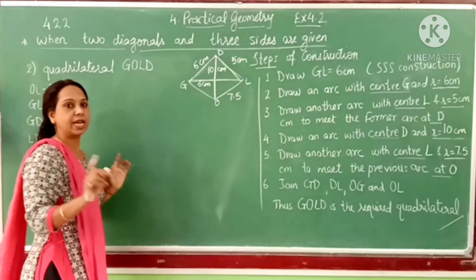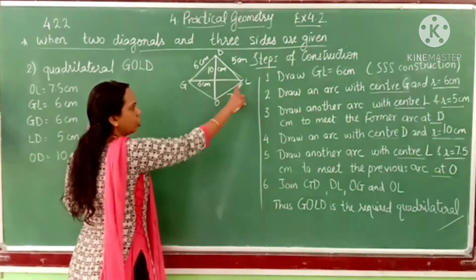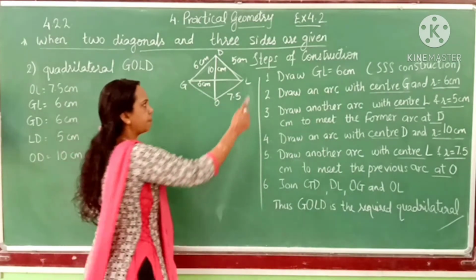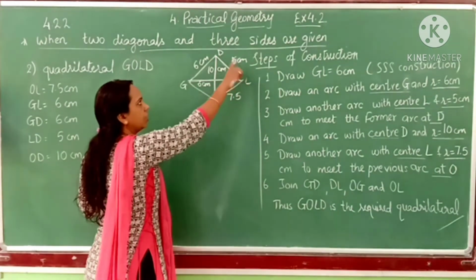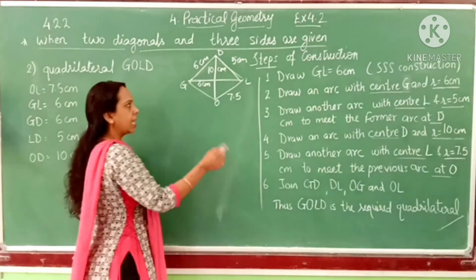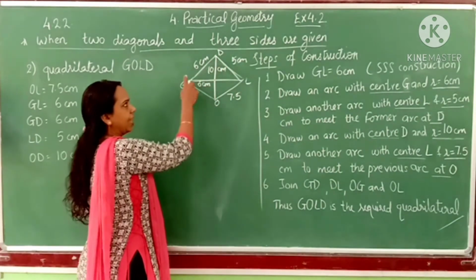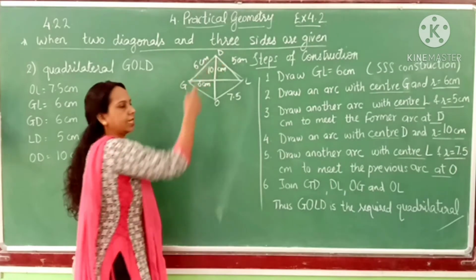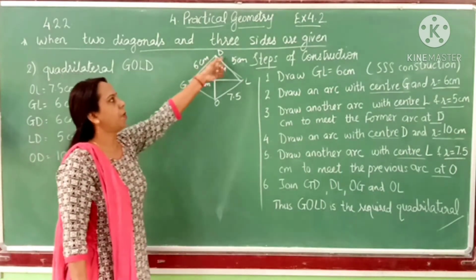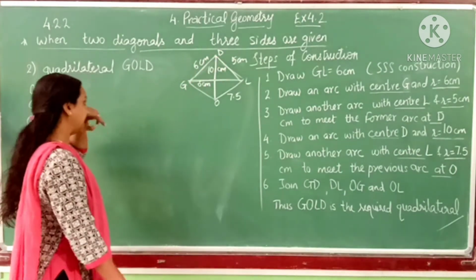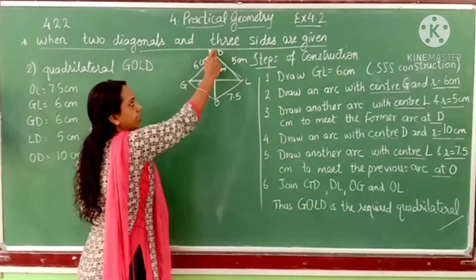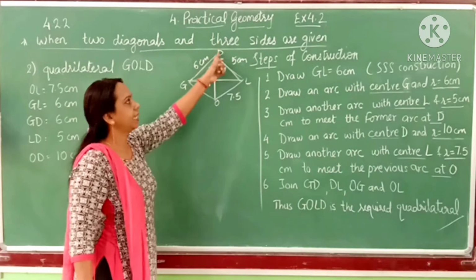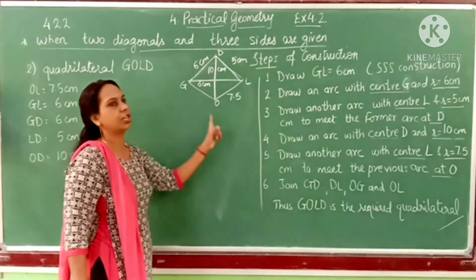So first what do we have to do, first we will draw GL, then second step with the center L and the radius 5 centimeter we will draw one arc. Another with the center G and with the radius 6 centimeter we will draw another arc, and which will meet at the point D. Okay. And after that, what do we have to do, keep D as the center. Then we will take D as the center because we have to construct this diagonal.